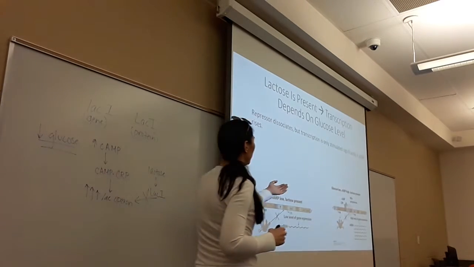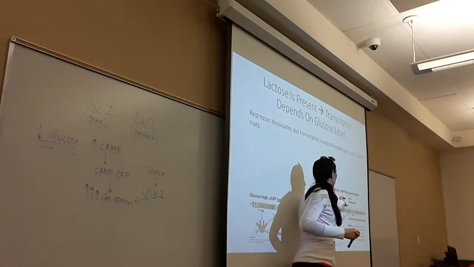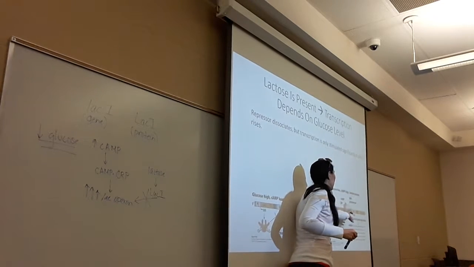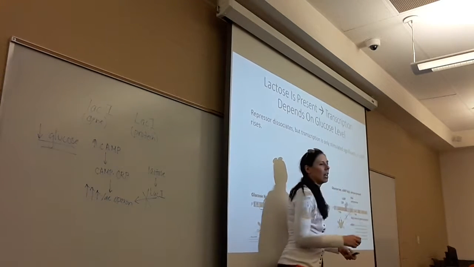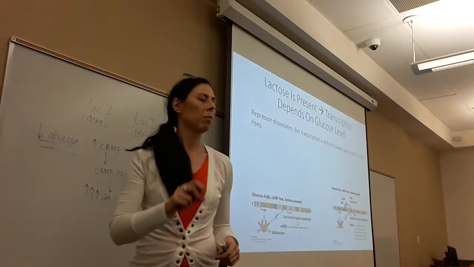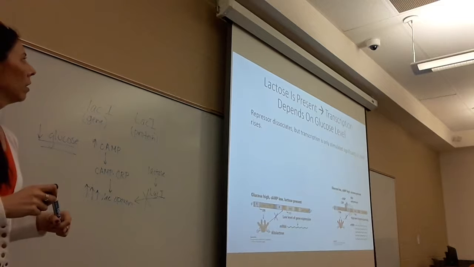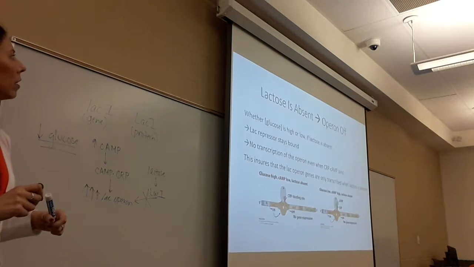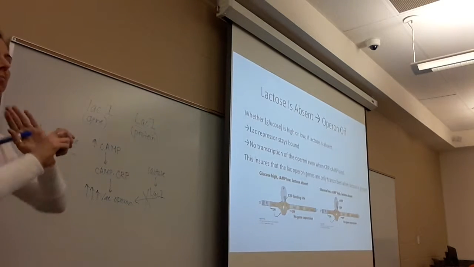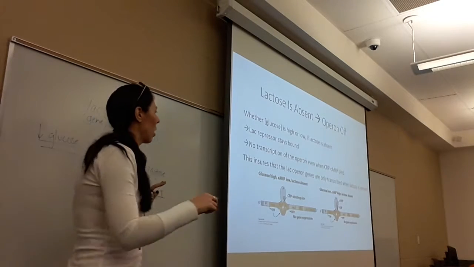We run out of glucose. Cyclic AMP and CRP bind. Now we make lots and lots of messenger RNA. We turn up the dimmer. Okay, so just remember, lactose absent, doesn't matter what glucose is doing, it's off.